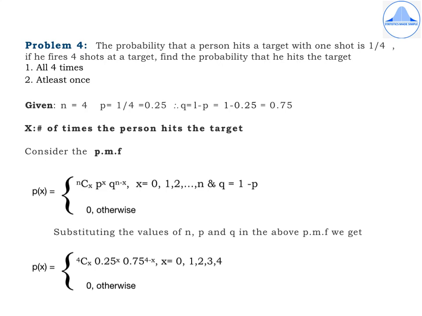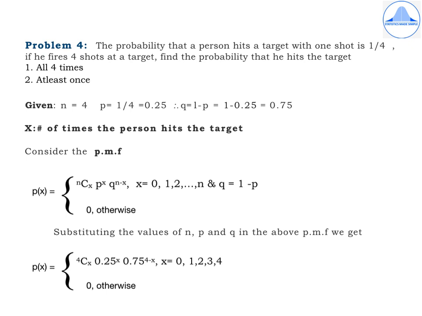You have to identify what is success in the problem and then define capital X. And remember that capital X always stands for number of successes. And again I am repeating, the success will be defined in the given question. After that, write the general format of the PMF of the binomial distribution. Then in the PMF, substitute the values of N, P and Q. After these 3 steps are done, then we find out the required probability.